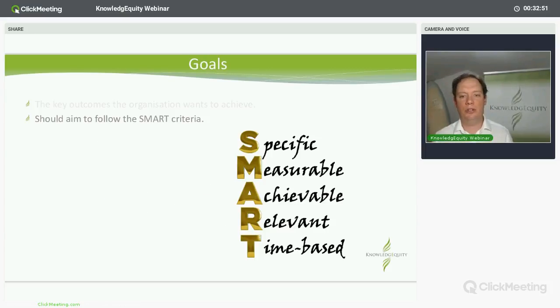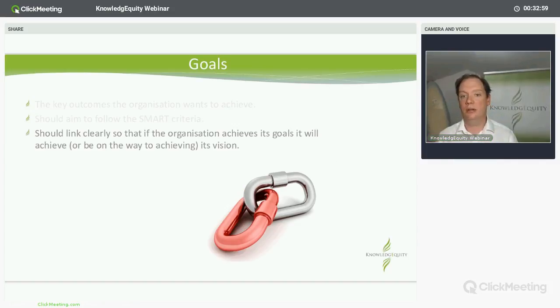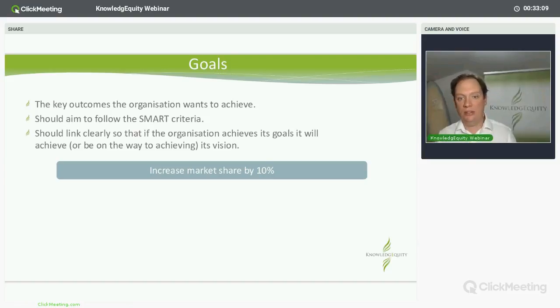Goals, the key outcomes you want to achieve. It has something about SMART. I think that's in SMA as well. So remember that: specific, measurable, achievable, relevant, and time-based. Right? If the organisation achieves its goals, it should be able to achieve its vision and its mission, really both. Ones that are better are ones that have numbers and are a bit more specific.